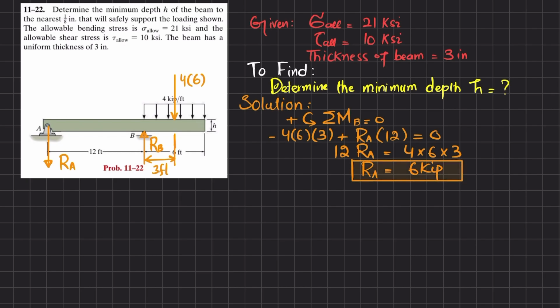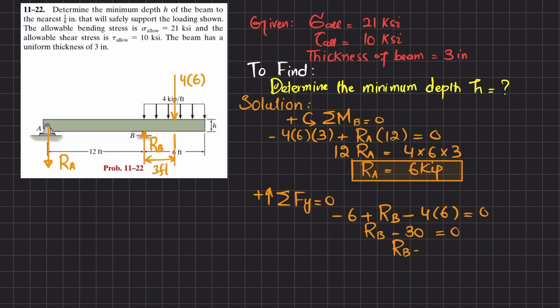Now we'll find RB by using the equilibrium condition that the sum of all forces along the y direction must be equal to 0, with upward force positive. RA is downward, so minus RA, which is minus 6, plus RB which is upward, minus 4 into 6 because this is downward, is equal to 0. So RB minus 30 is equal to 0, so RB will be equal to 30 kip. Now you have both RA and RB, so we will move further.